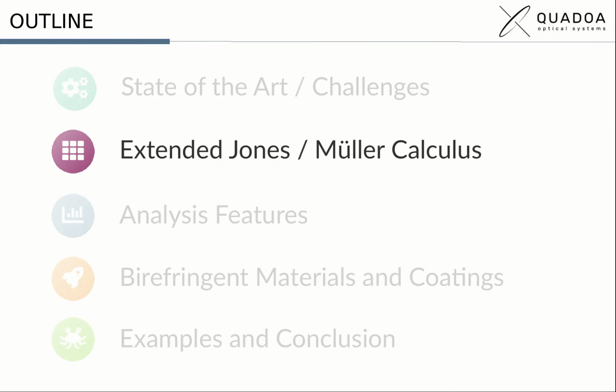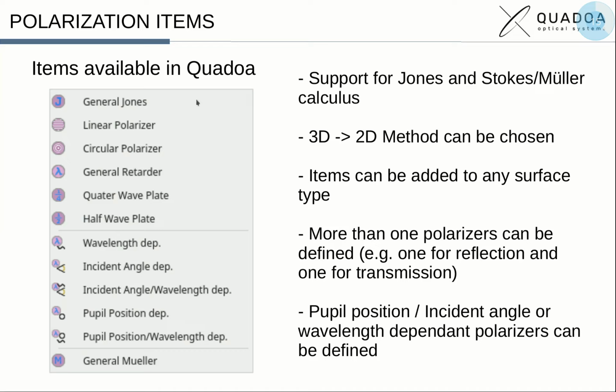Now let's have a look at how the Jones and Müller calculus is implemented in Quadoa. First, the software provides a wide range of predefined Jones and Müller matrix elements like general Jones matrices or linear polarizers, wave plates, and for the cases where, for example, the retardance depends on the wavelength or the incident angle, also these interpolated items are available.